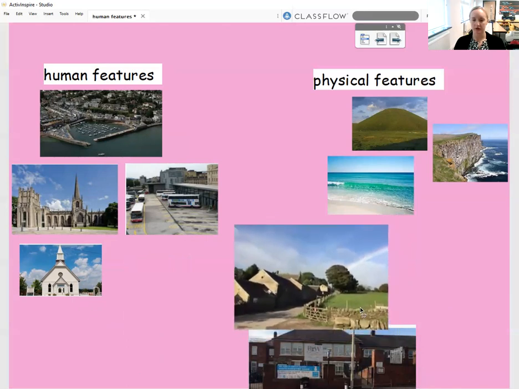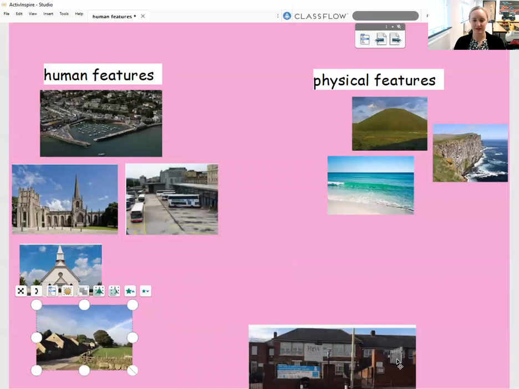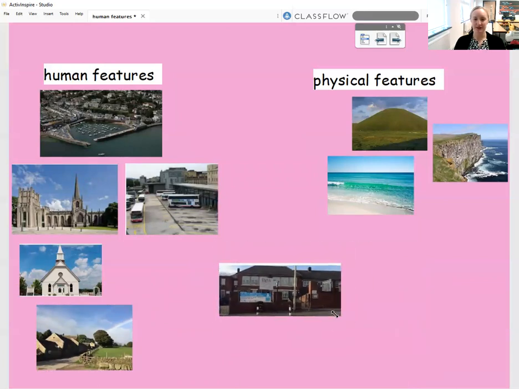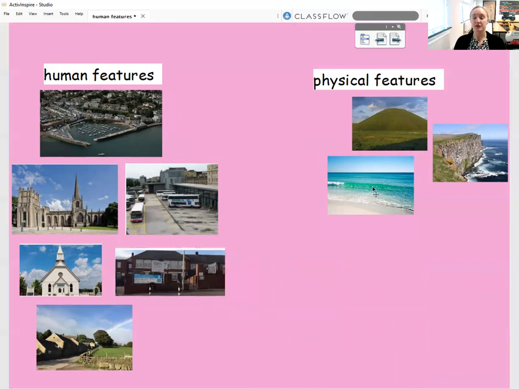Here we've got a farm, well done. And a farm is a human feature. And last but not least, we've got a school, and a school is a human feature. So hopefully that little activity has just got you thinking and recapping over the differences between human features and physical features, okay? So the difference between the two, because we use them to compare the area and surrounding areas of where we live. But it's important to know what the difference is.